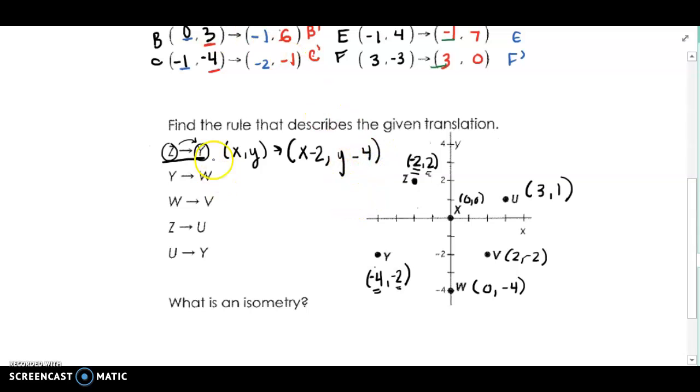Okay, so I'm going to do the same thing from Y. I'm going to start at Y, which is here, and I'm going to go to W, which is here. So I always start the same, X comma Y goes to, well, my X coordinate, I'm going from a -4 to a 0. So I would have to add 4. So it'd be X plus 4, comma, my Y coordinate, I'm going from a -2 to a -4. So I'm subtracting 2 from my Y coordinate, so Y minus 2. Okay, go ahead and do these last 3 on your own, and then we'll go over them.